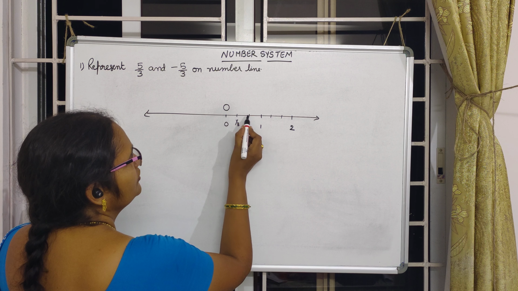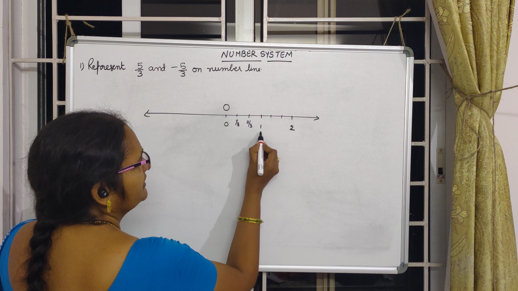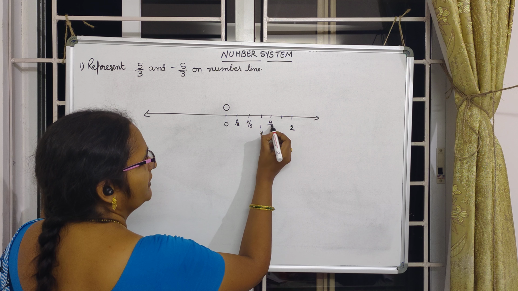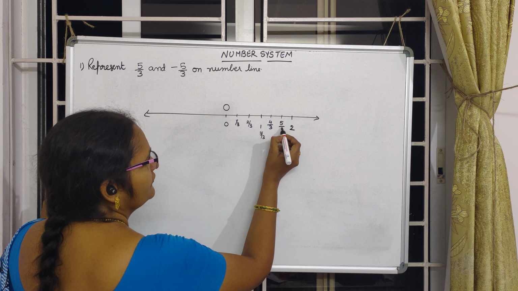This is from here to here. This is 2 by 3. 1 can be written as 3 by 3 also. Right? Now, the next one will become 4 by 3. And the next one will become 5 by 3.